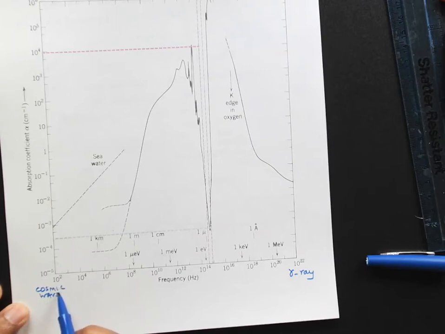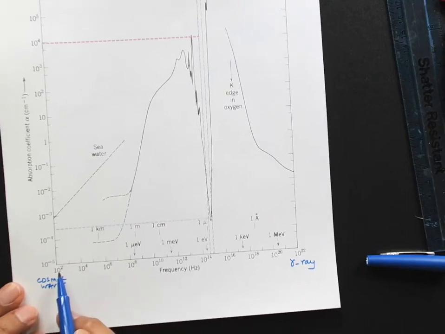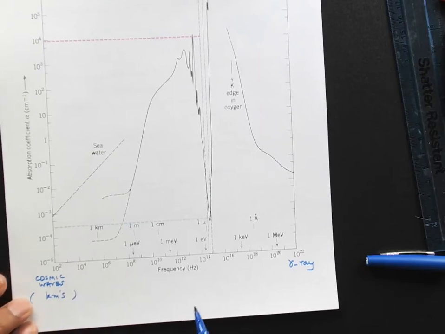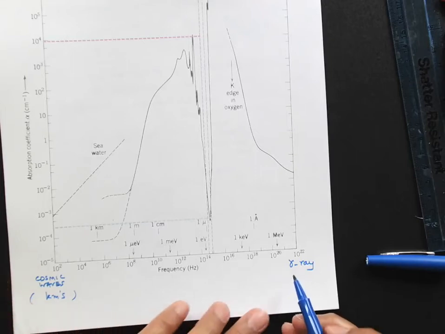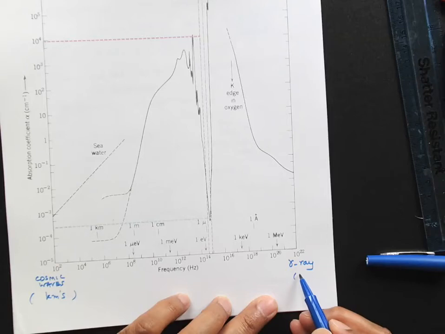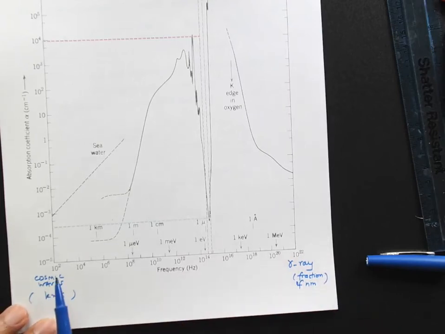If you were to use c equals nu lambda, then the lambda for this would be hundreds of kilometers. And gamma rays, of course, are fractions of nanometers. So that's the wavelength, but this is frequency.